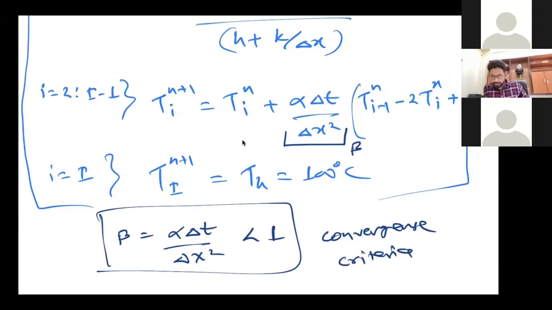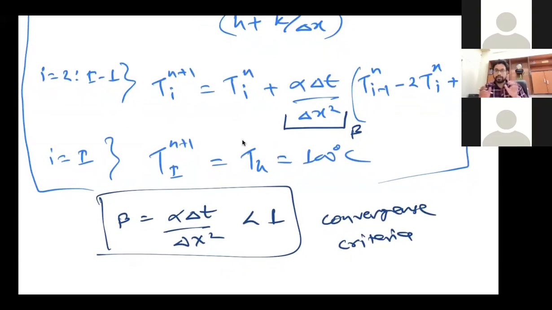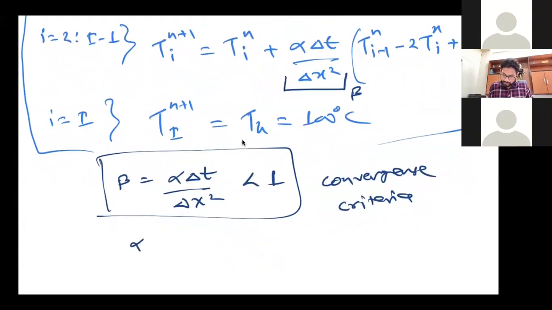If this is not satisfied, then our model results can actually diverge from what we want. It will not give us the right values, and that is why this condition must be satisfied. So alpha is actually a known value. We will define alpha, and for a realistic problem, we can consider alpha to be 0.2 centimeter square per second.